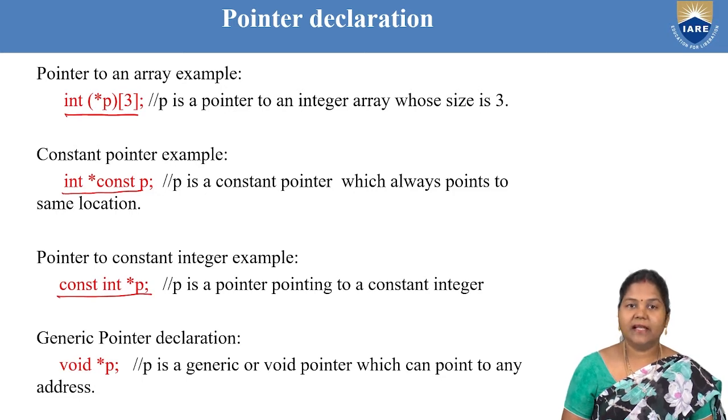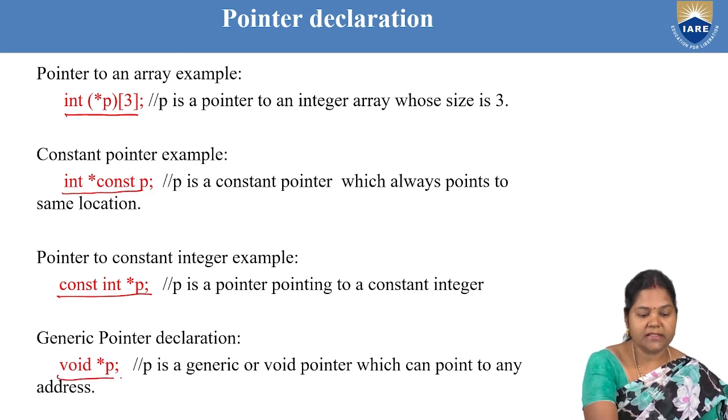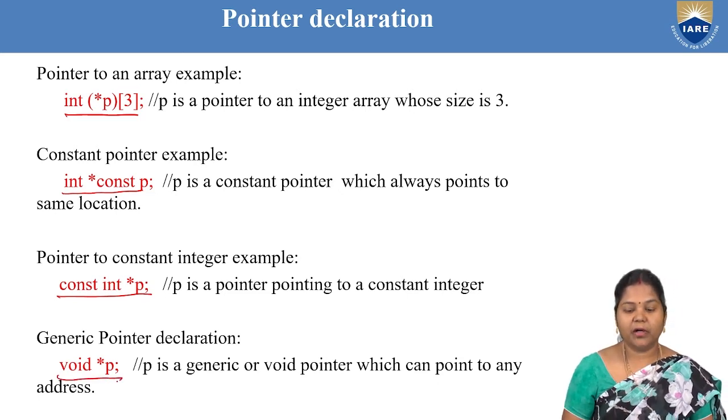Next is called generic pointer declaration. For a generic pointer declaration, we write void *p. So p is a generic or void pointer, which can point to any type of address. It has no particular type. You can typecast it and store the address of other variables.